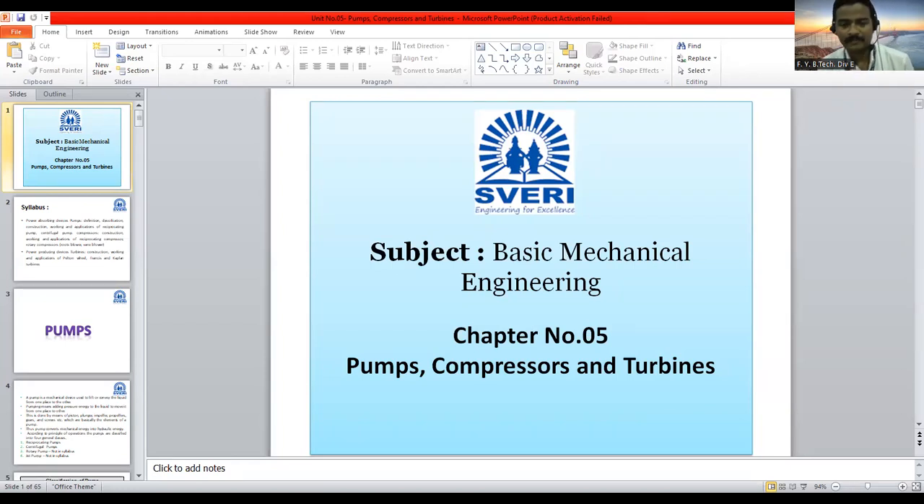Now, if you see the construction details for this lobe blower, or root blower, there are 3 lobes on each rotor. The lower rotor has 3 lobes, and the upper rotor also has 3 lobes, and the arrangement looks like the meshing of gears.